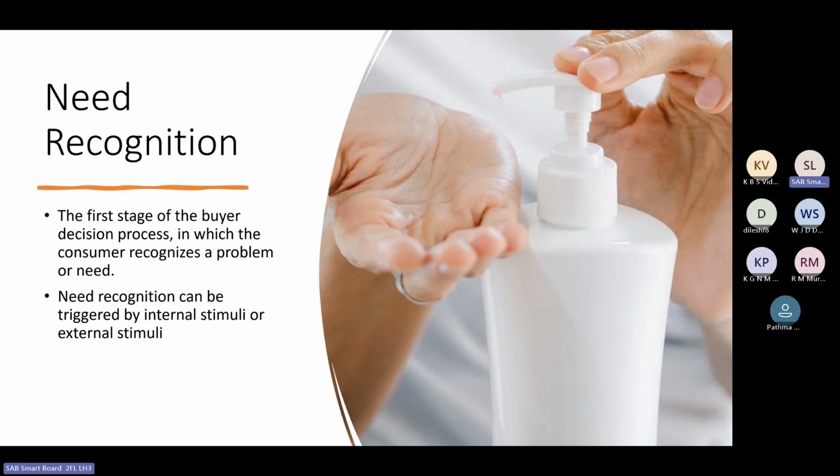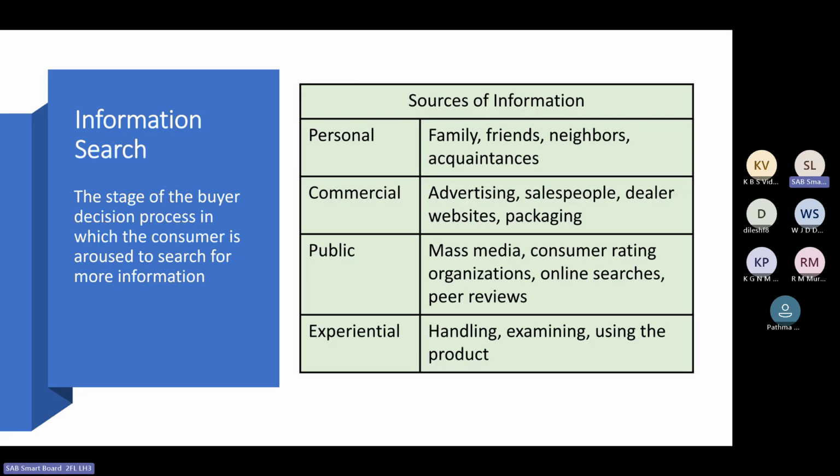With that need, we feel the need. We need to get fair, or we need to do something against dry skin, or maybe something against pimples. We have that need. Then the next one is, now we know that we are going to buy a cream product, or a mobile phone, laptop or anything. So we need to find information. Normally before buying a product, we find information. This is the stage of the buyer decision process in which the consumer is aroused to search for information.